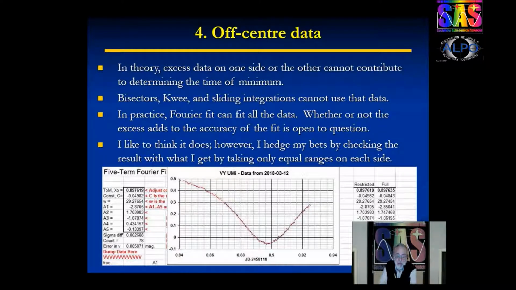So curve fitting works with all of your data, and so the Fourier fit might make sense to use all your data some of the time. There's a bit of a problem here that I'll mention in a minute. But Fourier fits all the data. Kwee-van Woerden can't handle the data on the left. None of the other methods can.